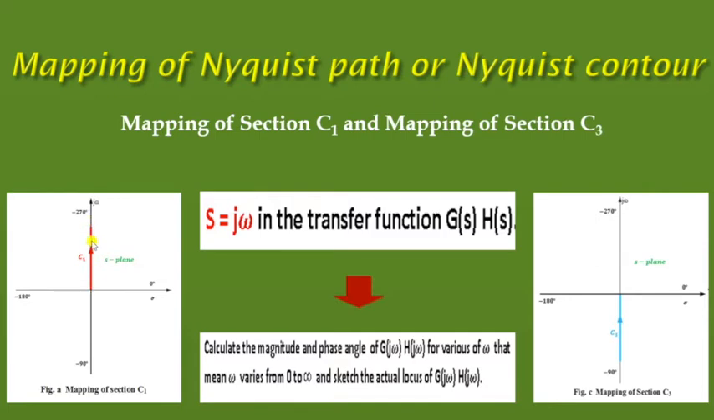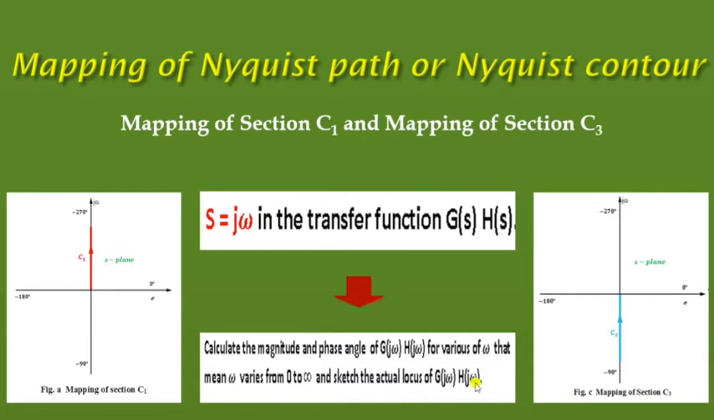The locus of G(s)H(s), that means the point is on the imaginary axis. So S equal to j omega, since all poles are present at the imaginary axis. Then we get G(j omega) and H(j omega).